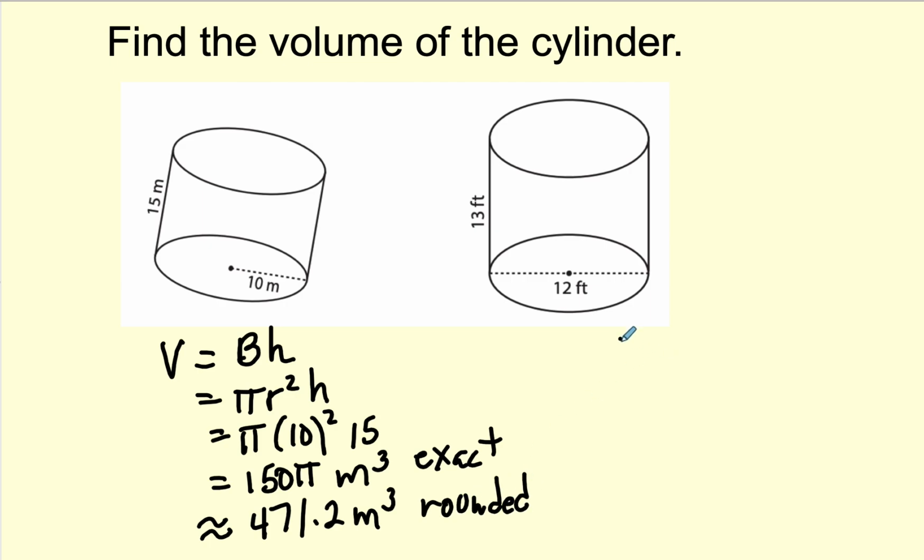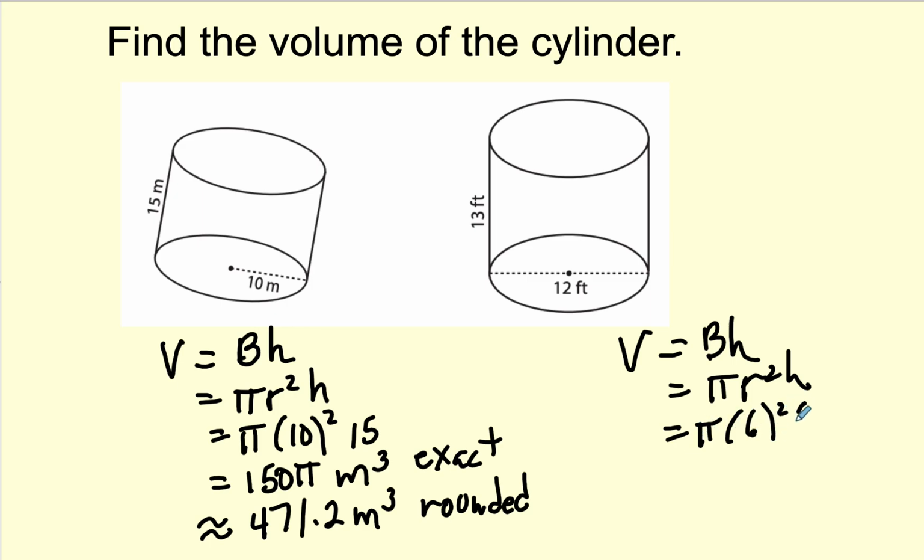Over here, the volume is equal to the area of the base times the height. It's a circle, so pi r squared h. The radius is not 12, the radius is 6, and the height is 13. So if you take 6 squared, that's 36 times 13, the answer is 468 pi, and that'll be cubic feet. And I'll leave it exact.